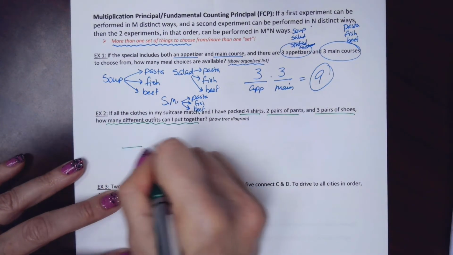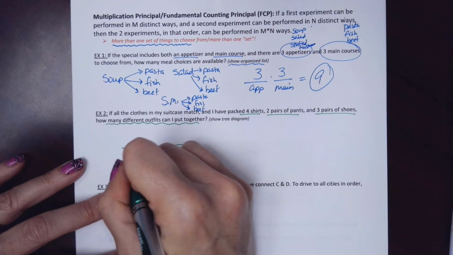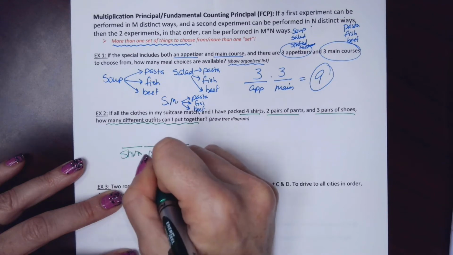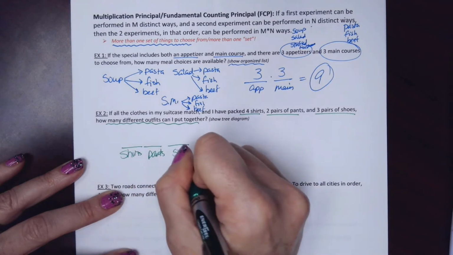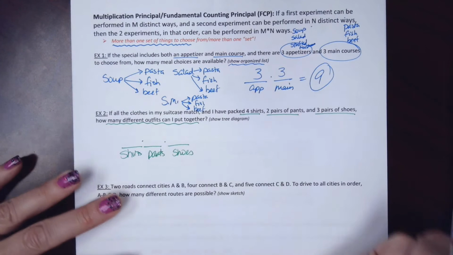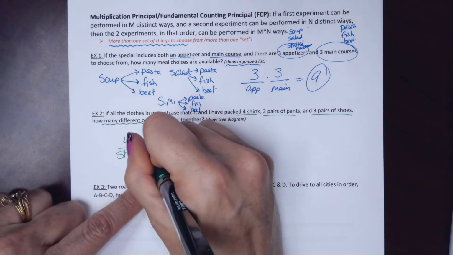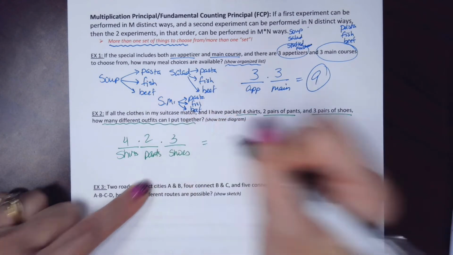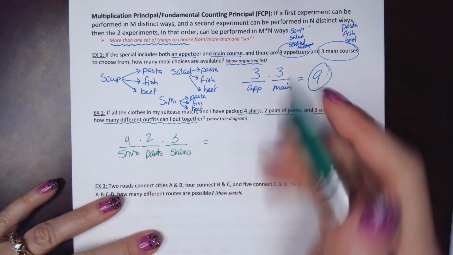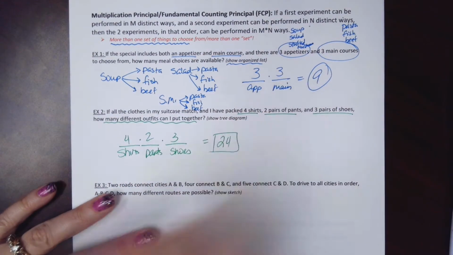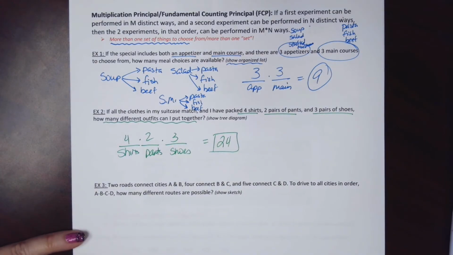Well, I've got more than one set. I've got shirts, I've got pants, and I've got shoes to choose from. Those are 3 different sets of things in my suitcase, right? I've got 4 shirts, 2 pairs of pants, and 3 pairs of shoes, which gives me a total of 24 different outfits that I can pick from what I packed.